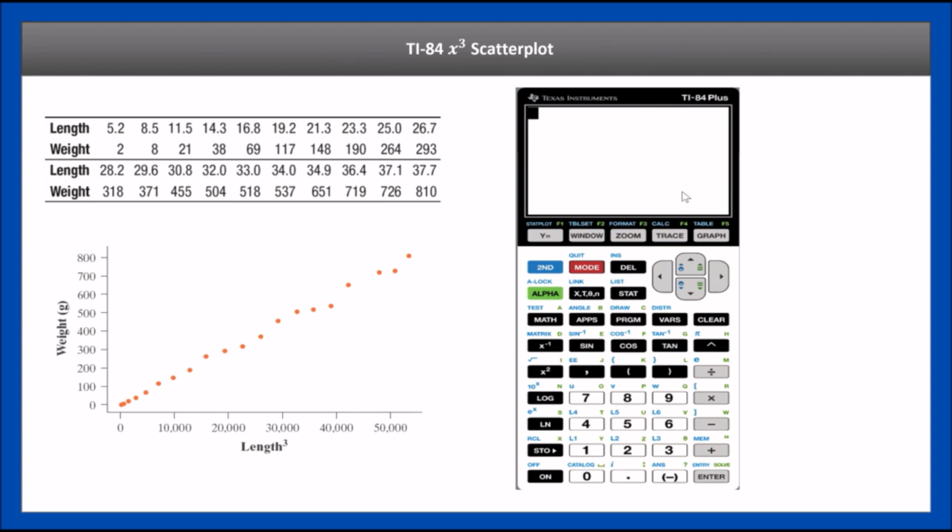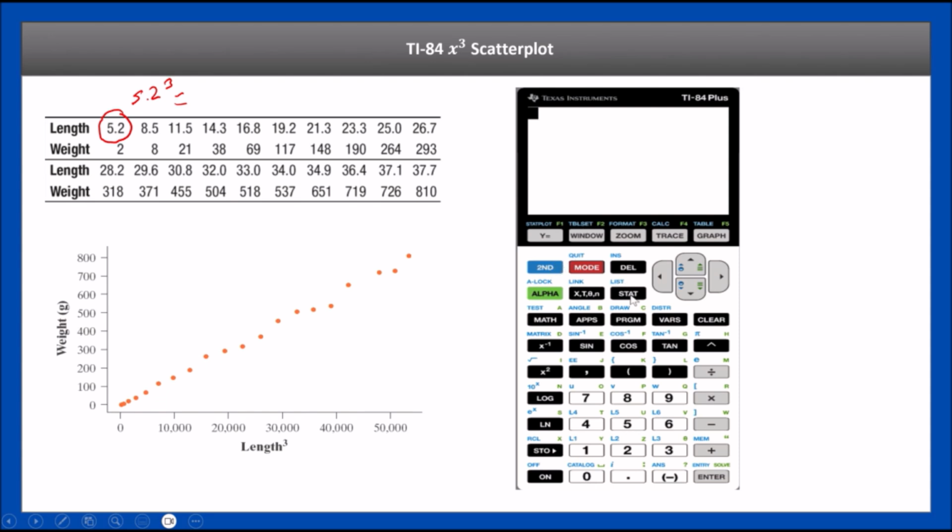So I'm going to show you how to take all of the data and cube the x values, right? So for example, if I take this weight and I raise it to the third power, I do this 5.2 to the third power, right? And I do that for all the points. How do I do that on the calculator? So I want to show you how to do that.